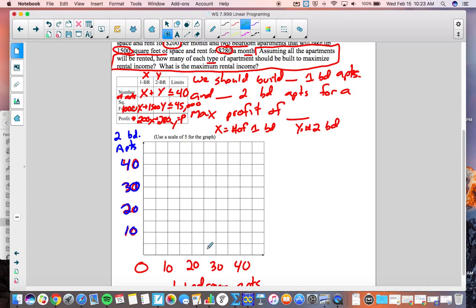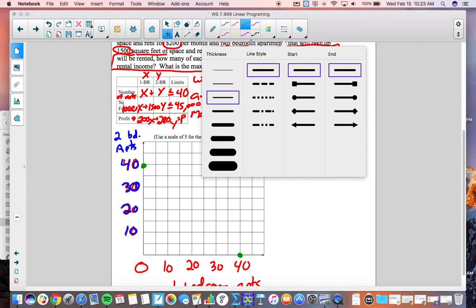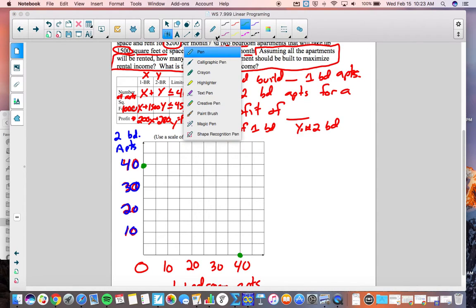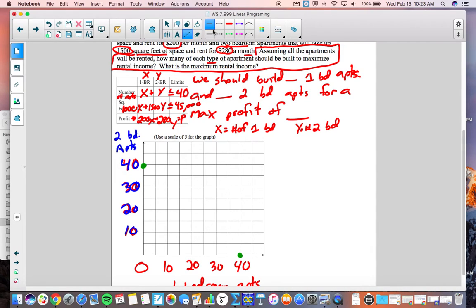When y is 0, x is 40. And it's easy to get my y-intercept. When x is 0, y is 40. Remember how we said that when we add the number of apartments together, it has to add to 40? This line that I'm about to graph is going to show us the different combinations. Every point on here is a solution of ways to add up to 40 with the number of one bedrooms and number of two bedrooms.